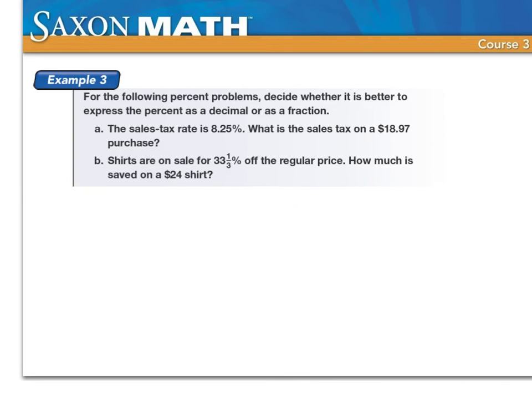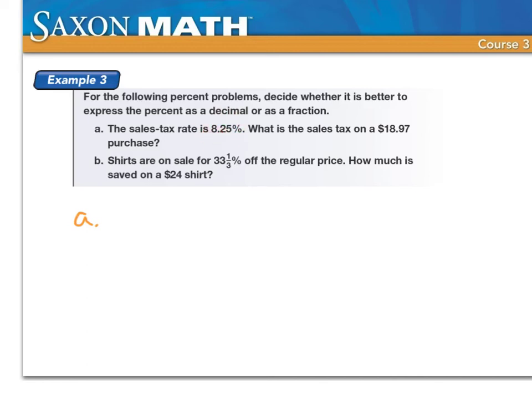All right, example 3. If you read the problem, I'm not going to read it for you, but for these we just want to decide whether we need to write the percent as a decimal or a fraction. We don't even need to solve it. For A, the sales tax rate is 8.25%. We want to know the sales tax on an $18.97 purchase. Now look at this decimal here.